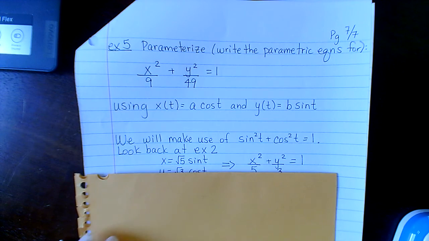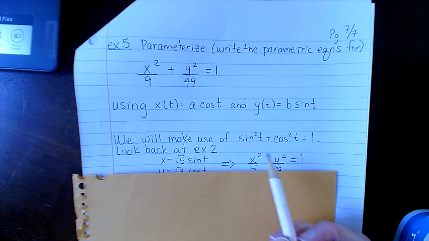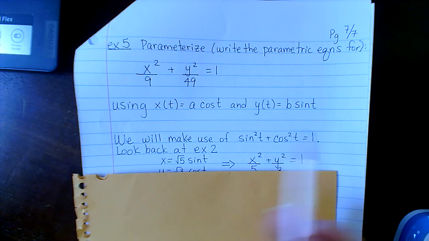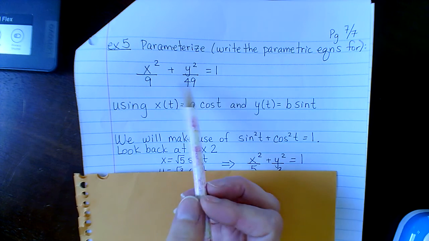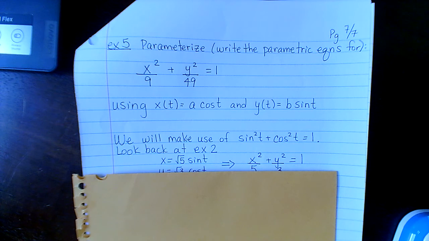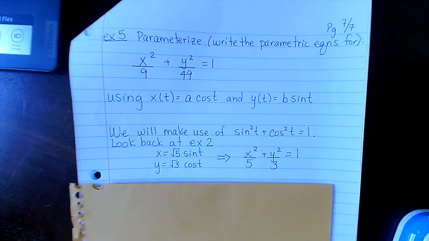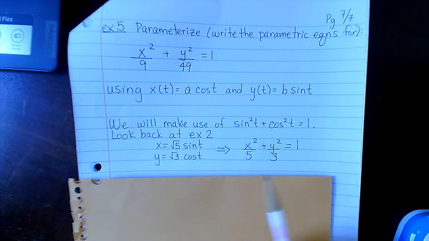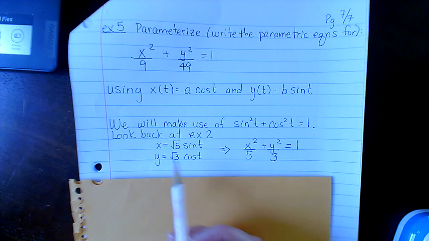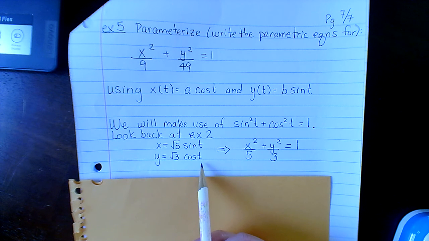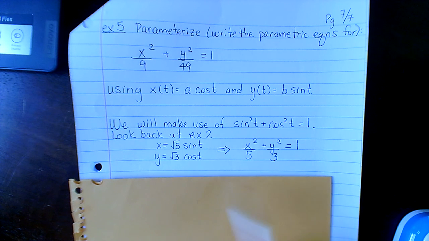Okay. Now, we're going to make use of sine squared plus cosine squared is 1 because this part was given to me to use. So I know when it comes to these kind of parametric equations, I am going to have to make use of a Pythagorean identity. Now, let's look back at example 2 that we did. Back in example 2, we had this rectangular form of x squared over 5 plus y squared over 3 equals 1. That came from the parametric equations of root 5 sine t and root 3 cosine t.